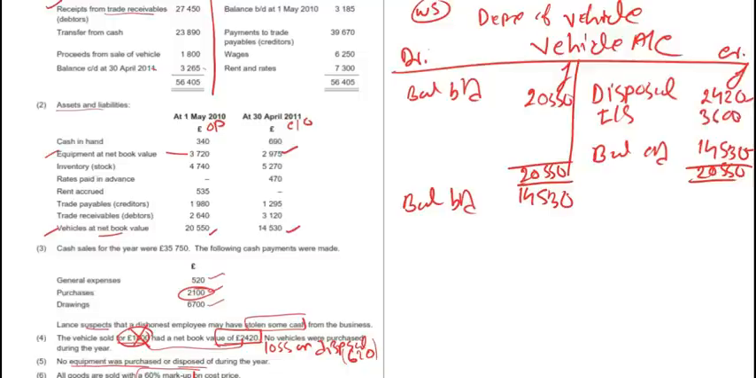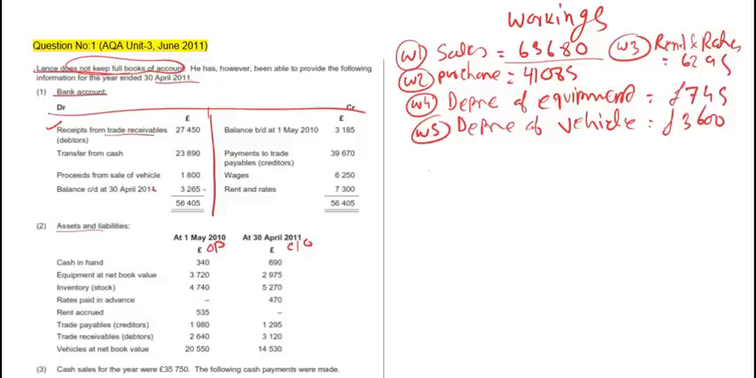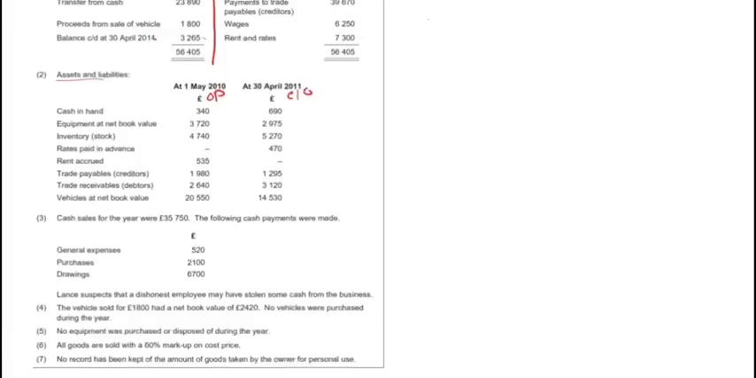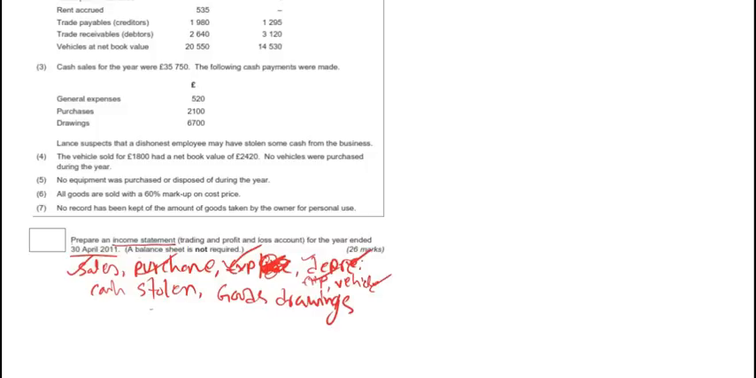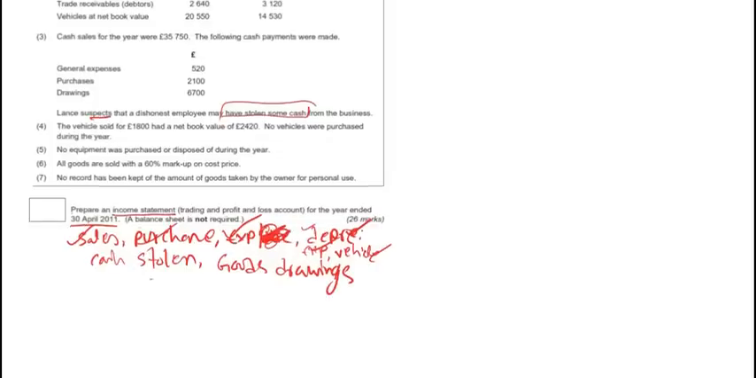3600 is the depreciation. Okay, you've got depreciation of vehicle and depreciation of equipment. So our depreciation is done for both of the items. Now we can do our cash stolen. Okay, have a look here. It says it suspects that cash may have been stolen because of some dishonest employee.